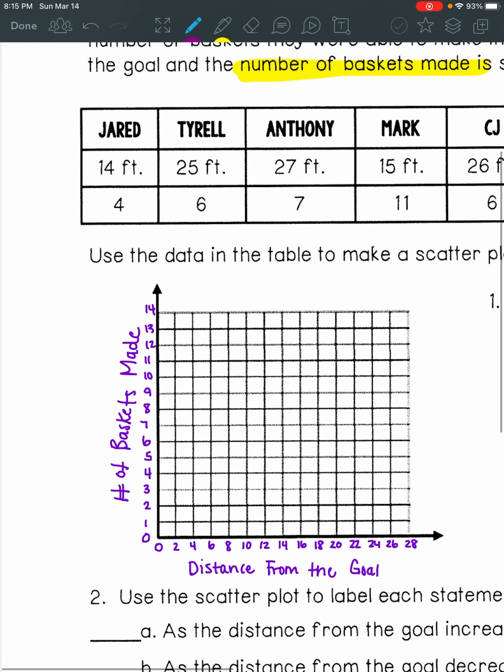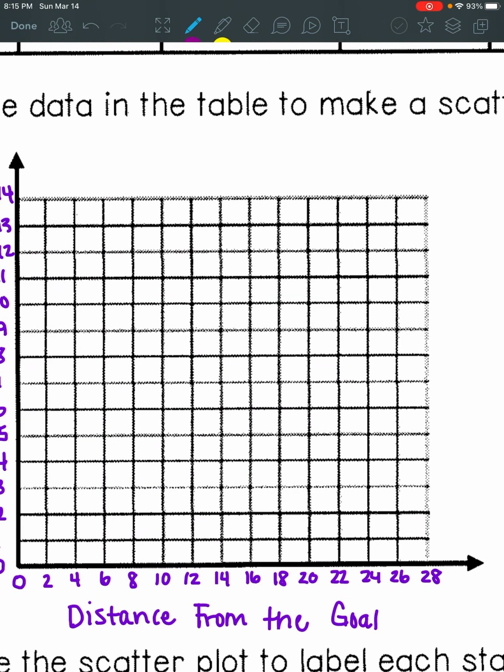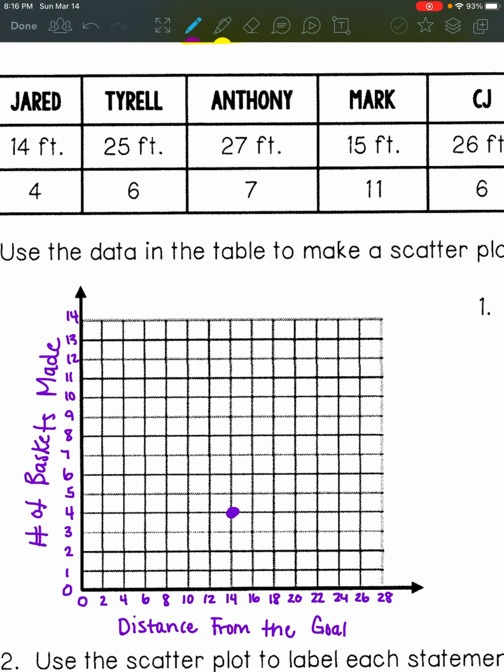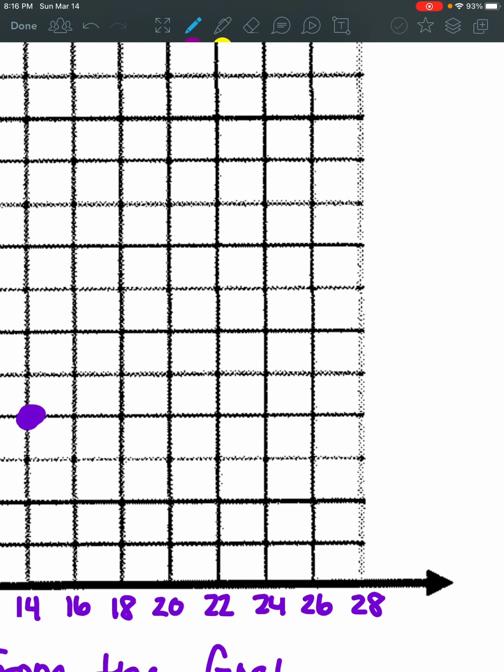So in the end, we would graph all these. So 14 feet, I'm going to go to 14, and then 1, 2, 3, 4. Then we have 25 and 6. So I have to go directly in between 24 and 26. And then 1, 2, 3, 4, 5, 6.